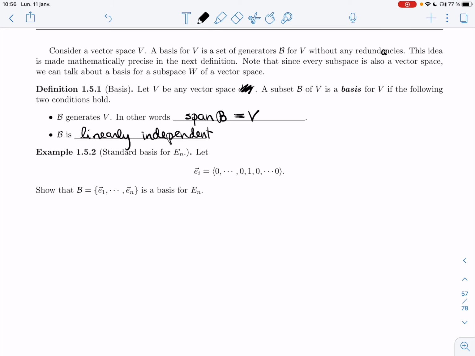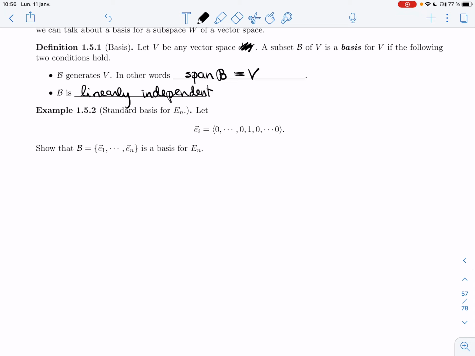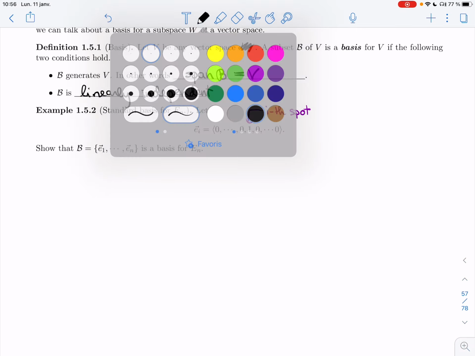All right, first example, let's call it the standard basis for R^n. I'm going to take the generators e_i to have all zeros except in the ith spot. In the ith spot, I'm going to take 1. All right, so I want to show that e_1 through e_n is a basis, so I need to show the two conditions. I need first to show that it generates all of R^n.